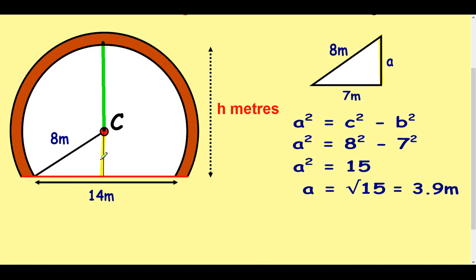So to get the total height, we must add on the radius. This is the radius here from the center point to the outside. Okay, so we want to take a new line, and your height is equal to 3.9 plus 8, and you get 11.9 meters.